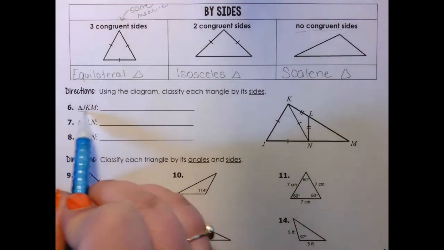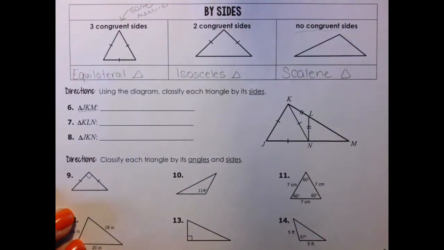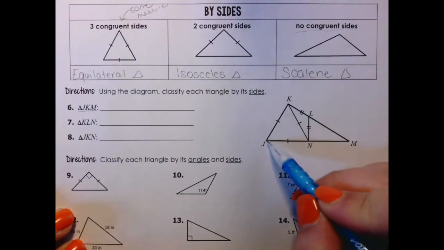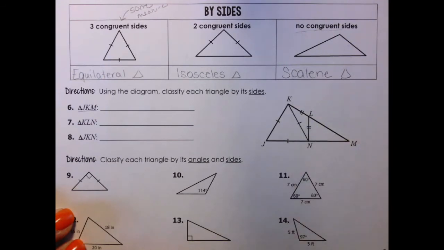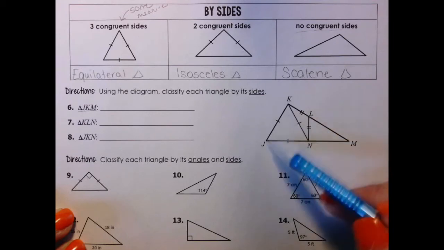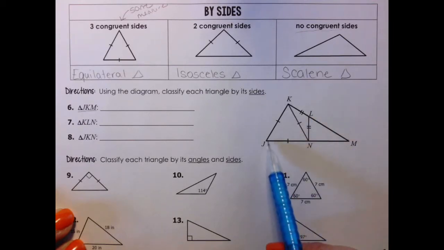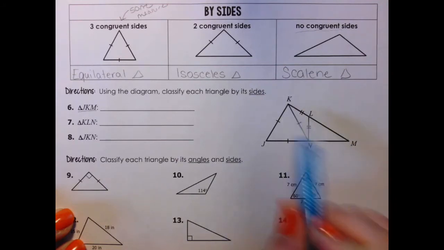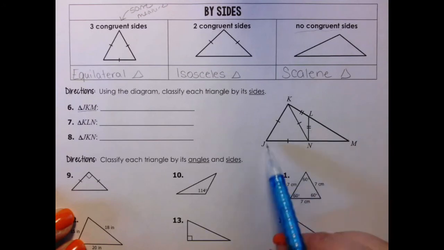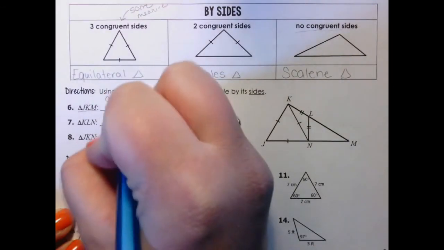So looking at number 6, I have triangle JKM. So this larger outside triangle. I have this side here, KJ, which is definitely not going to be congruent to JM. It's also not going to be congruent to KM. And then JM is not going to be congruent to KM. So if all 3 sides are a different length, it's going to be a scalene triangle.